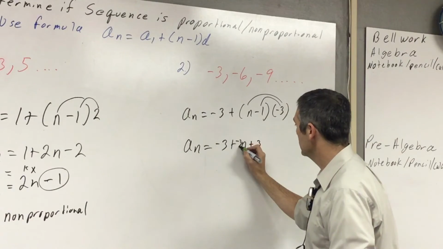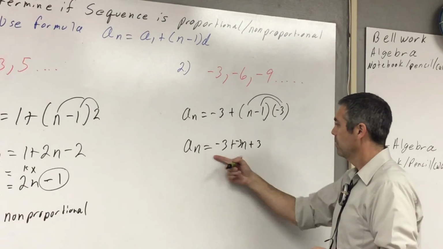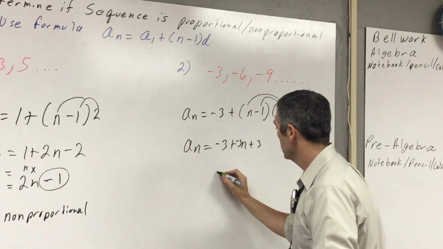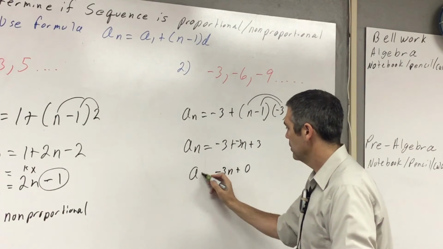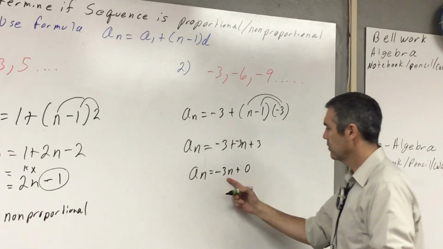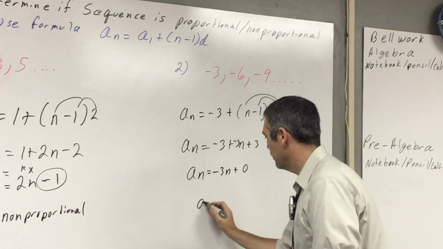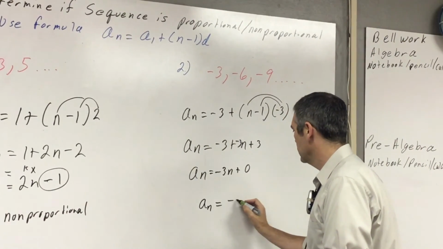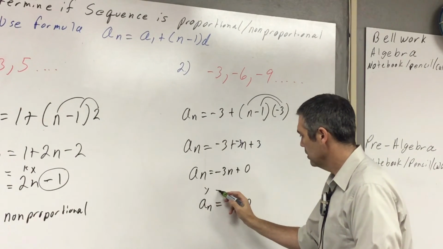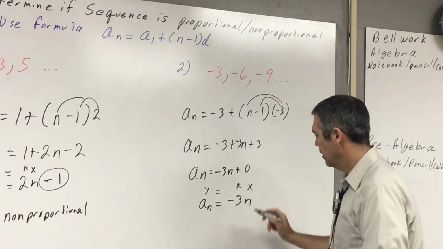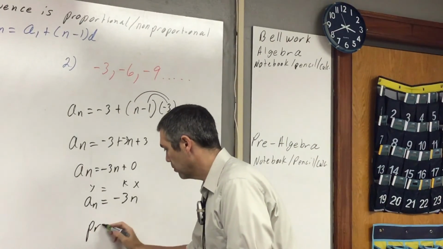Missed my -3 in there. Make sure you distribute correctly, that'll cause you problems. All right, so then combine our like terms, gets you -3n plus 0. a sub n equals -3n plus 0, but any number plus 0 gives you back that same number. So you have a sub n equals -3n. Well, okay, y equals kx. Oh, that looks an awful lot like a proportion, right? So it is proportional.